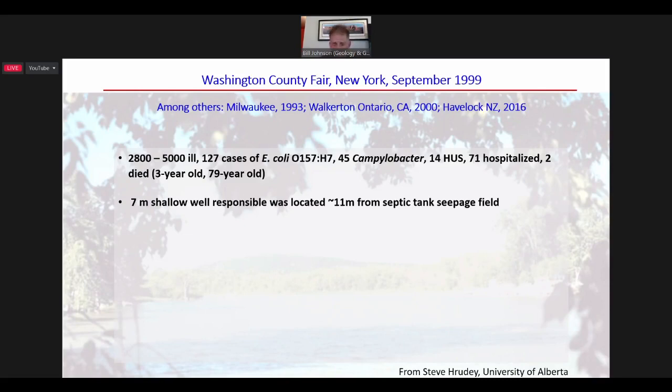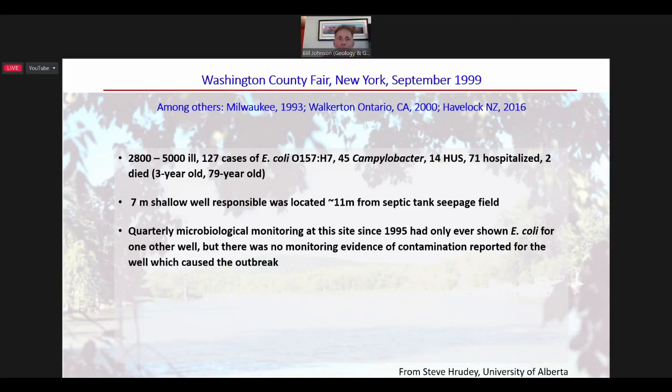It was only 7 meters below the ground surface, and it was located only 11 meters from a septic tank seepage field. And that well had undergone quarterly microbiological monitoring for 4 years and had only shown 1 detection in a different well of E. coli. There was no evidence of potential for contamination.